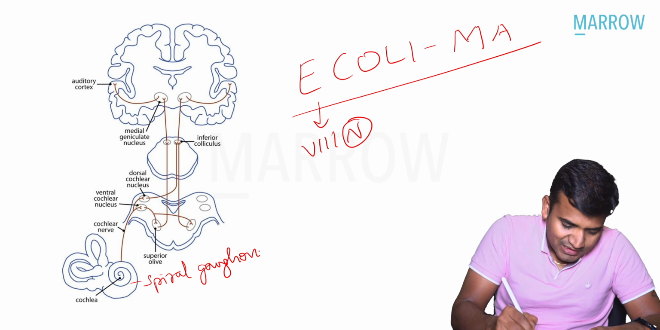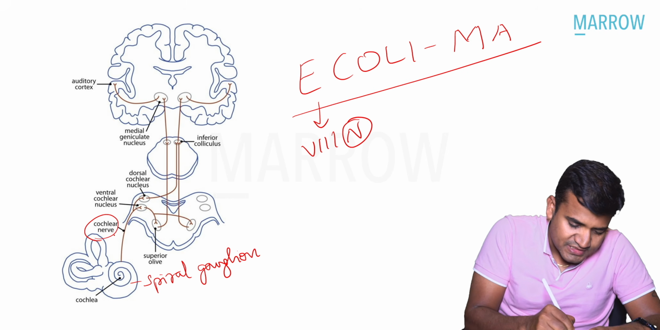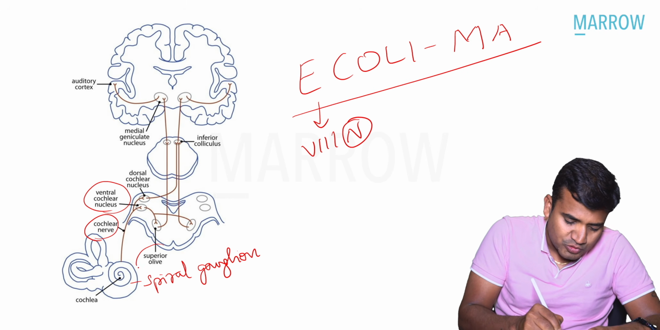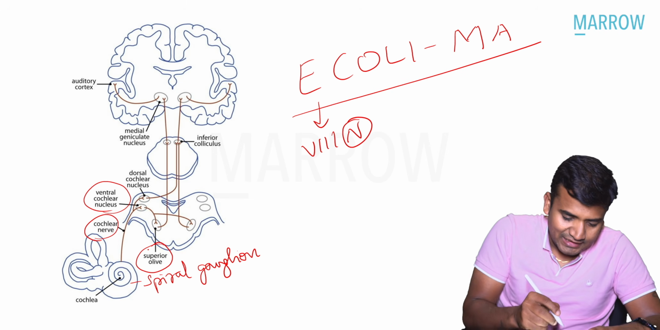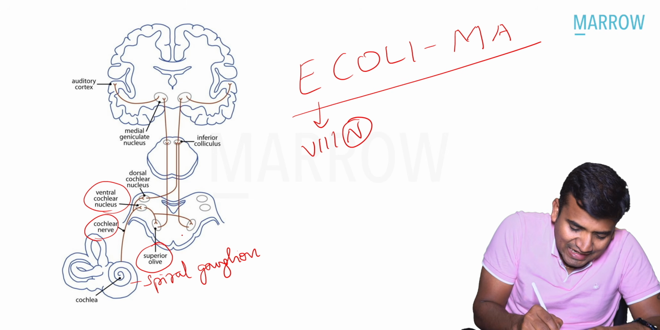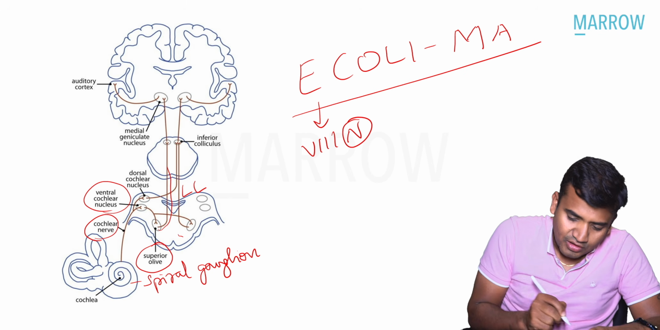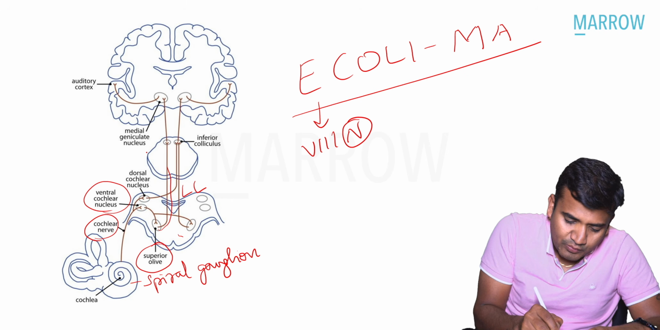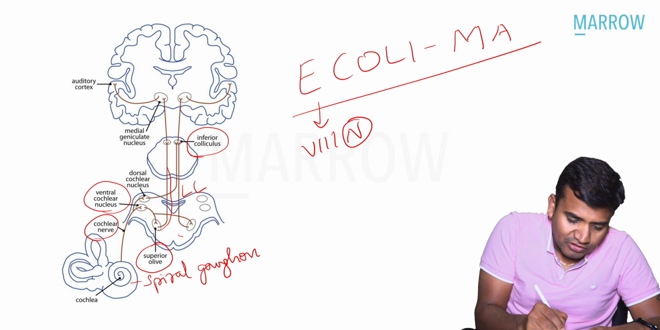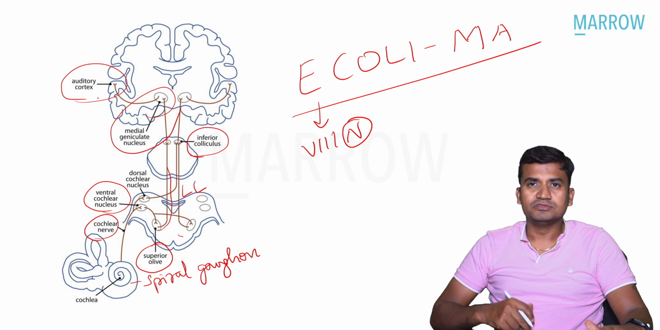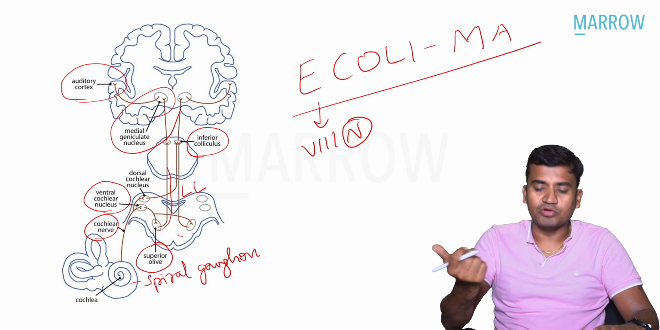And then C, from 8th nerve, cochlear nucleus. And then from the cochlear nucleus, fibers are projecting to superior olivary nucleus. And then these fibers, they are called as lateral lemniscus. From lateral lemniscus, fibers are given to inferior colliculus. Now from inferior colliculus, fibers are given to medial geniculate body. From medial geniculate body, fibers are given to auditory cortex. So we know the mnemonic. Mnemonic is E. coli ma.